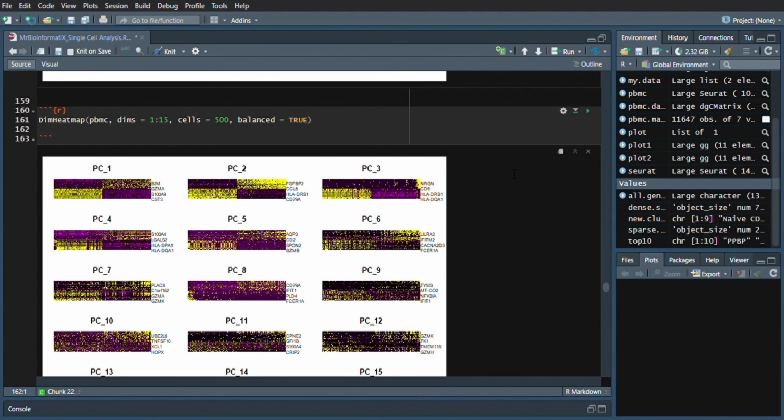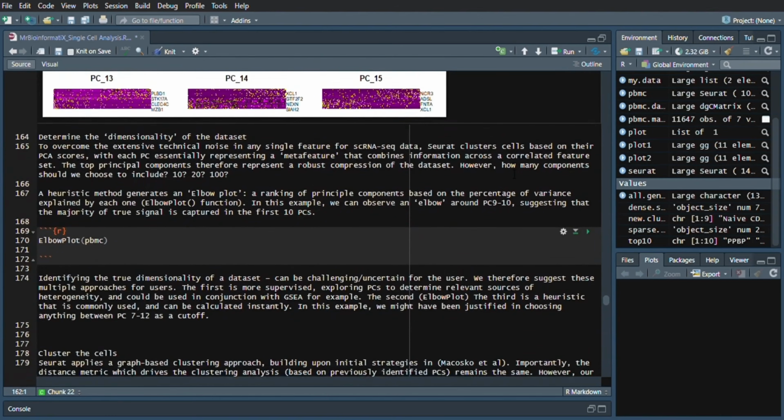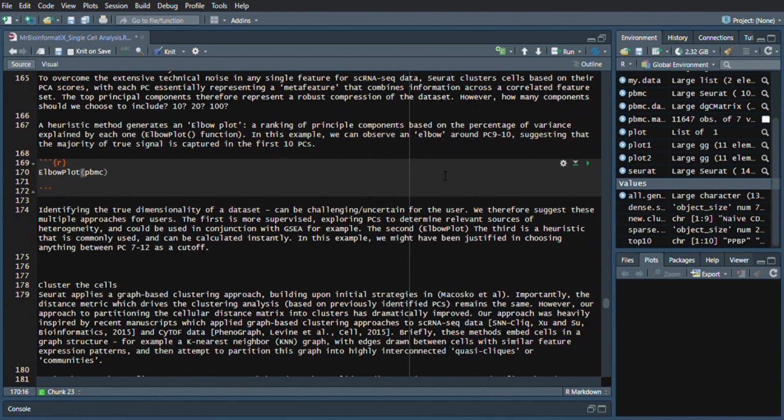Here the elbow plot comes into play. An elbow plot helps us determine how much variance each PC explains. By examining this plot, we can identify a point where the explained variance starts to level off, the elbow, which gives us a clue about the optimal number of PCs to use. So let's make our elbow plot. We write ElbowPlot and we put our data. Let's run our code.